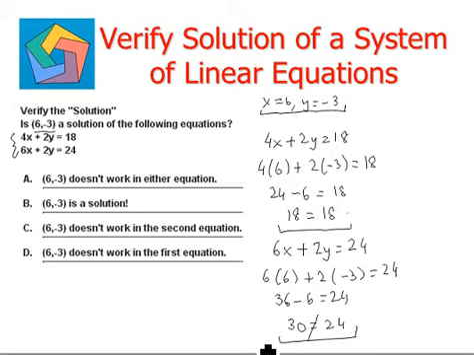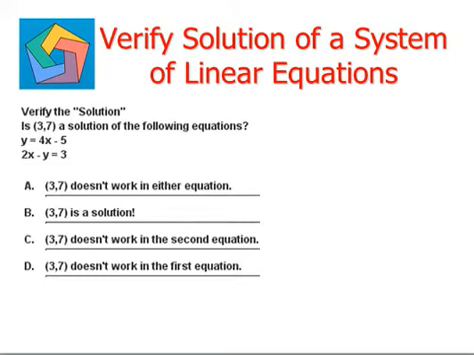And let's see according to the options. 6 comma negative 3 doesn't work in either equation. This is incorrect. It is working for the first one. It is not a solution. 6 comma negative 3 doesn't work in the second equation. That's what we found out. That means option C is the correct one. Let's try the next question.